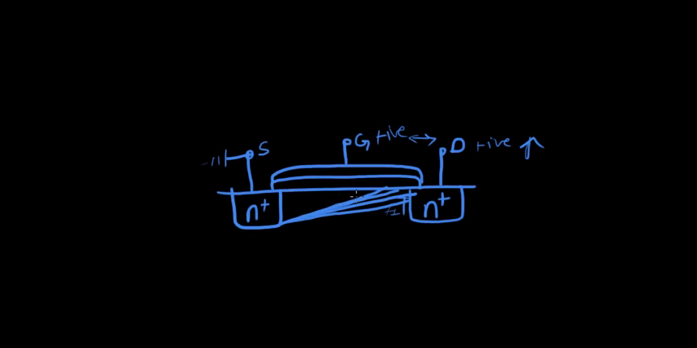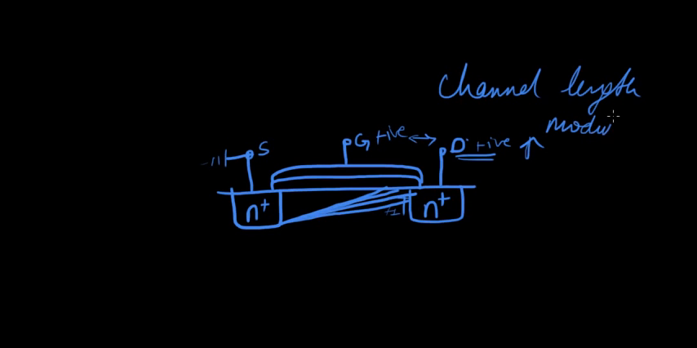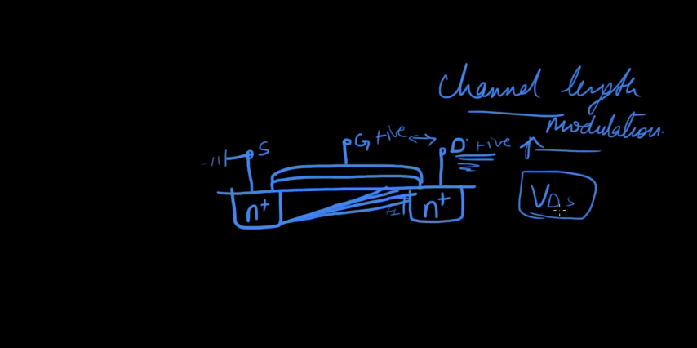This reduction in channel because of the positive voltage on the drain is called channel length modulation. This is all there is. So what you have to understand is channel length modulation is because of the changes in the drain voltage. We generally call it VDS because the source is anyway grounded, so it really doesn't matter. So it's the VDS.